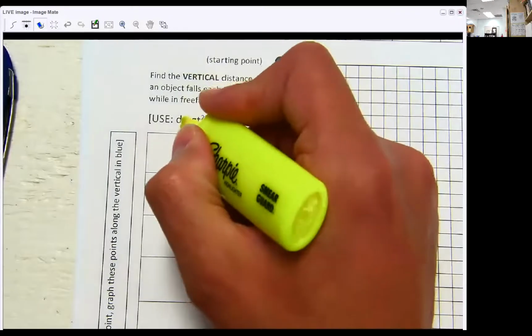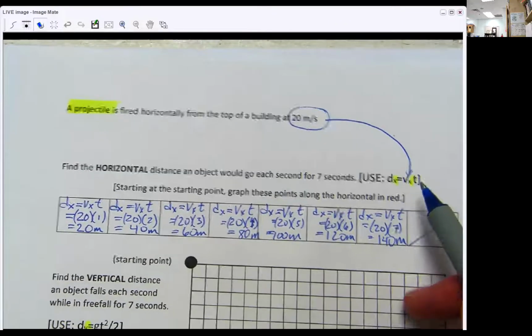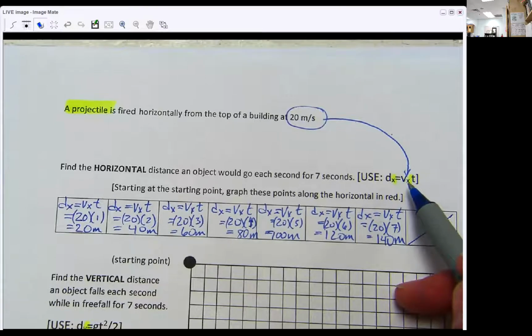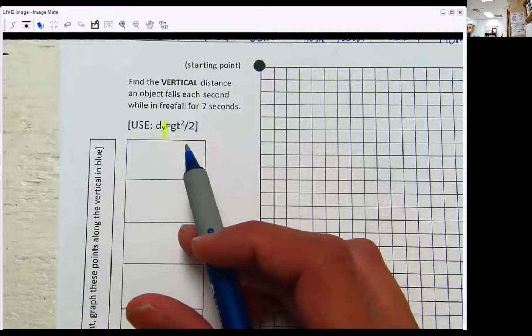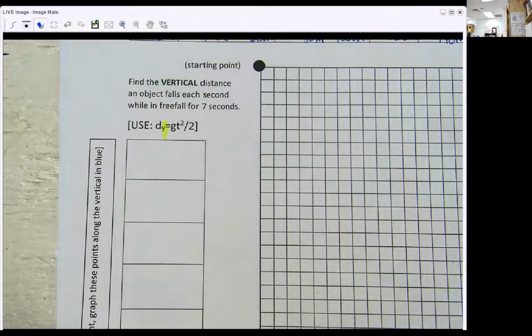So notice we are looking for distance, but in this case, we have a y attached to it. That y tells us that it's along the y-axis. We're dealing with the vertical axis. And notice that our equation is different. Up here we were looking for distance, but our equation was horizontal velocity times time. Here, we're looking for distance, but now our equation is gt squared over 2. We use this a lot when we were looking at free fall.